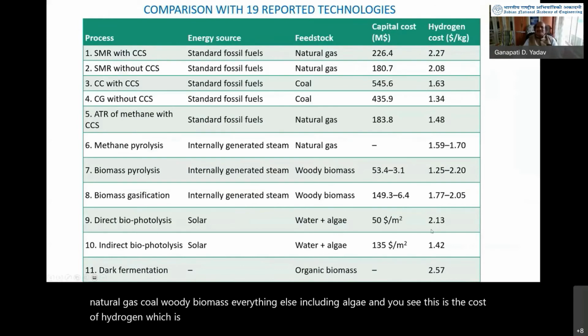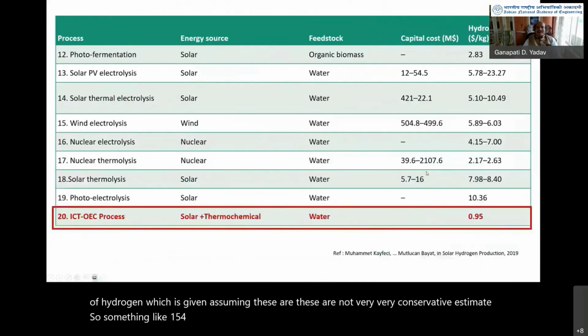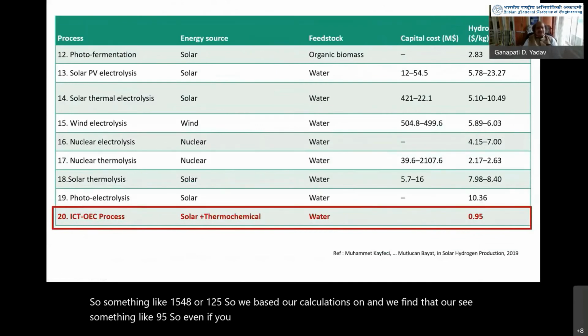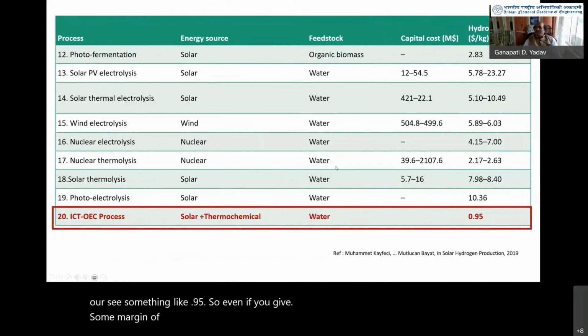Assuming these are not very, very conservative estimates, something like 1.48 or 1.25, we based our calculations on that, and we find that ours is something like 0.95. So even if you give some margin of error, this is not going to be beyond $1.5 anyway. So this is at the level of confidence.